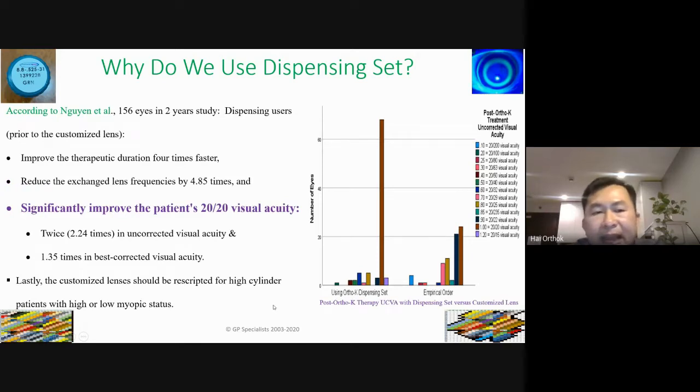And because of that, the practitioners who use the dispensing set prior to the customized lens improved the therapeutic visual 20/20 better than the empirical order. And this is not always right. This is right for the market far away from the lab.